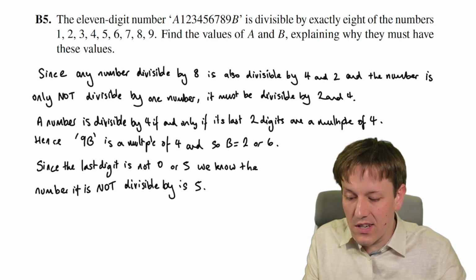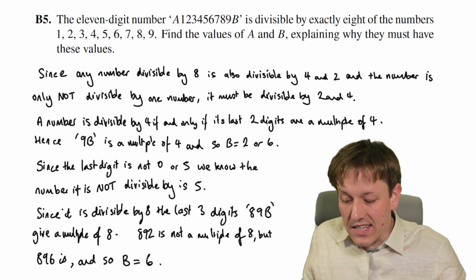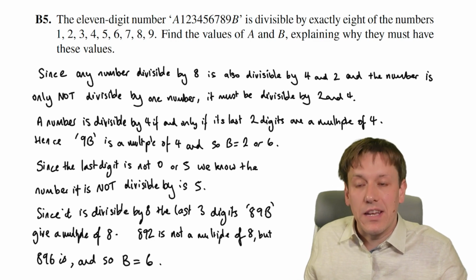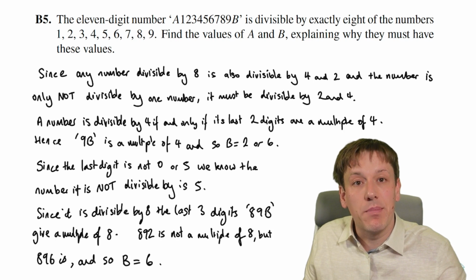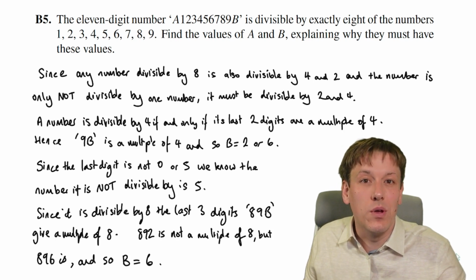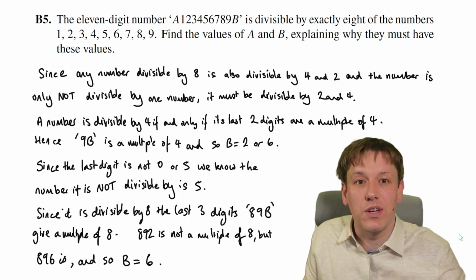So now, since the last digit is not 0 or 5, we know the number it is not divisible by is 5. And since it is divisible by 8, the last 3 digits, 8, 9b, give a multiple of 8. 892 is not a multiple of 8, but 896 is, and so b equals 6. Notice I'm not necessarily writing this absolutely perfectly, I'm making a very clear argument though as we go through.